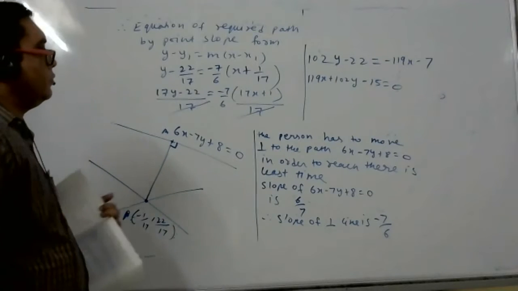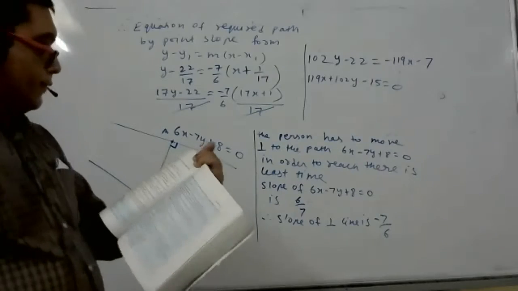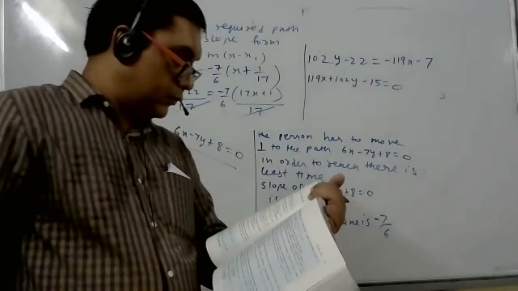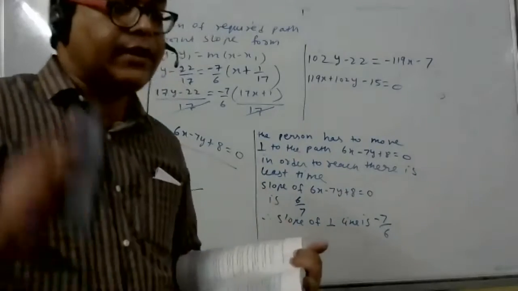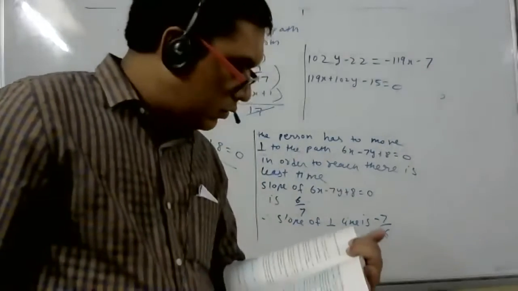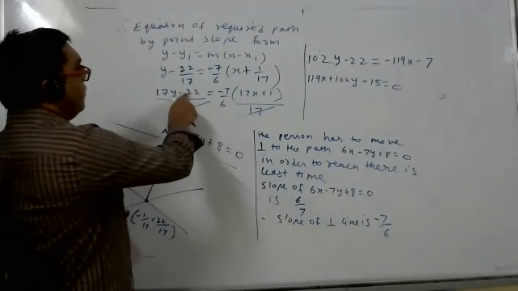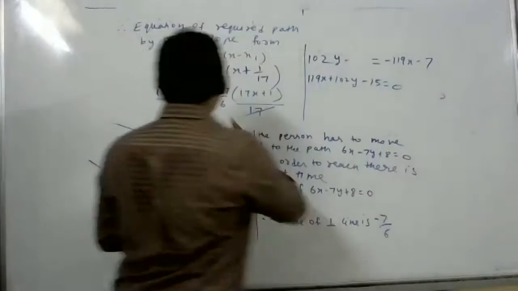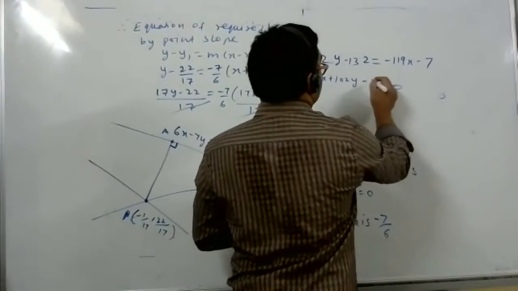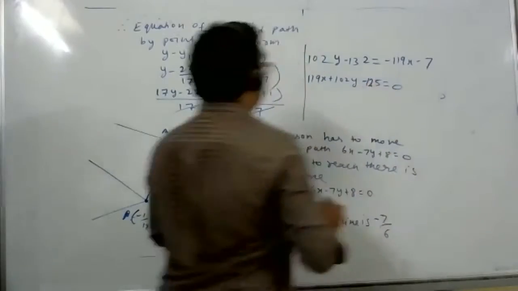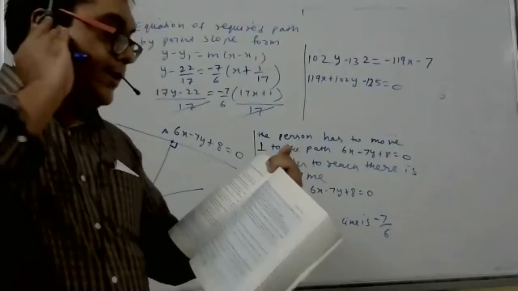Sir, C is minus 125. How? This we also do. 6 into 22 we didn't do, na? 6 into 22 how much? 132. So it is minus 125. Now it is correct. Multiplication was wrong. Is it correct now, Bhushan? Yes, sir, correct only.